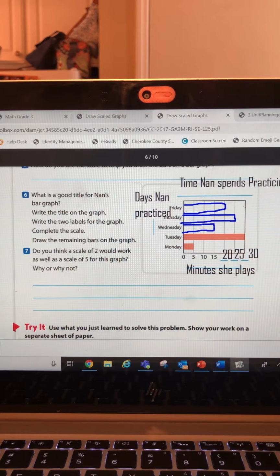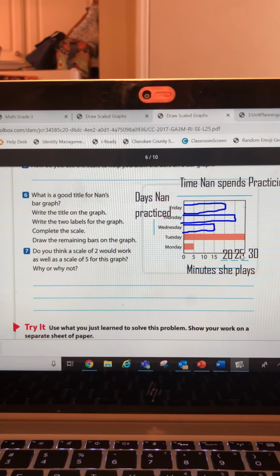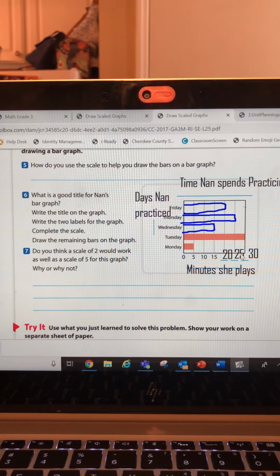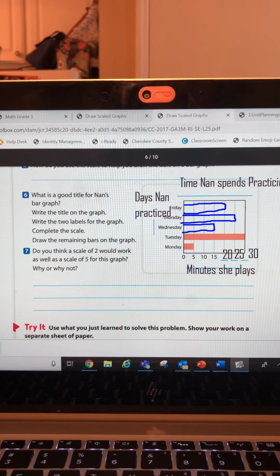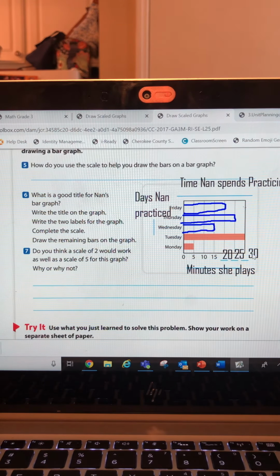Do you think a scale of 2 would work as well as a scale of 5 for this graph? So they're saying instead of having 5, 10, 15, 20, what if we had 2, 4, 6, 8, 10, 12? Would that work as well, or would that be harder to do? Why or why not? I want you guys to think about that. A scale of 2. If you were to make a number line that had 2, 4, 6, 8, 10, all the way up until our last number, would it look like our number line for the 5s?